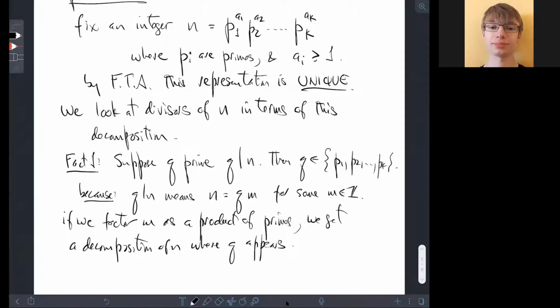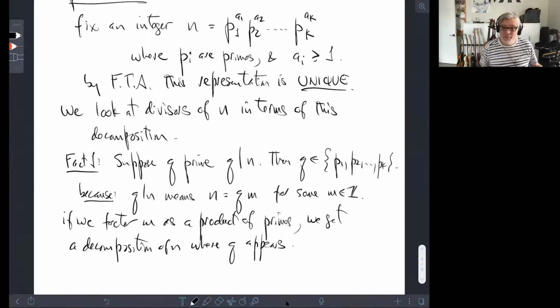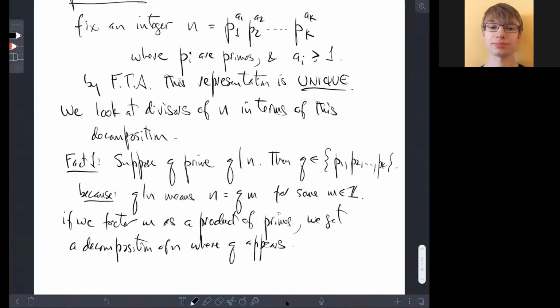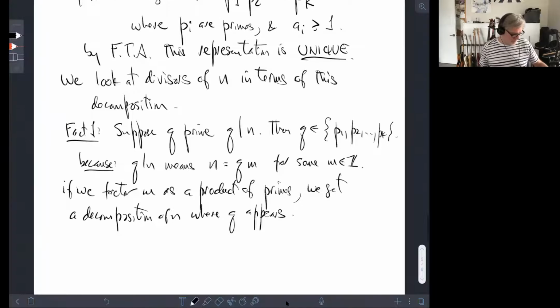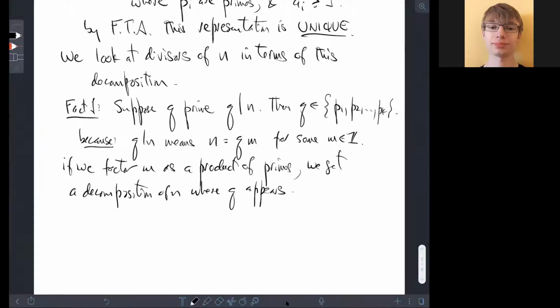Like, I guess, is that from the fundamental theorem of arithmetic? Or, sorry? Oh, it sounds kind of circular. Circular? Okay, wait. I don't know. It just feels like a weird argument. Like I believe fact one.